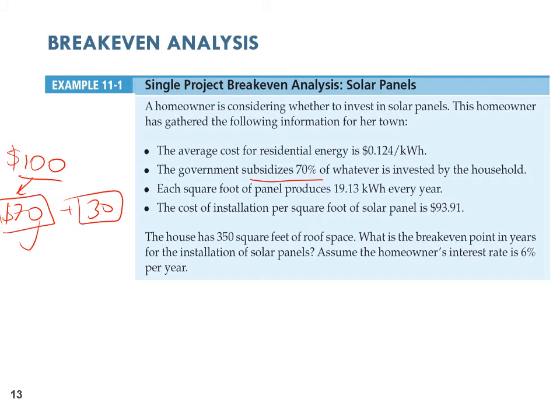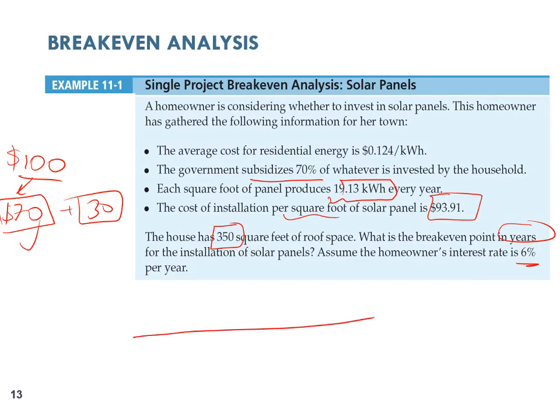It's said that a square foot of panel can produce this much electricity, and the cost of installing these solar panels per square foot is this much. It's said that you have available space for this much. You are going to install a solar panel of 350 square feet. And the question is, what is the break-even point in years? In years. Okay, break-even point in years for the installation of solar panels. Assume the homeowner's interest rate is 6% per year.